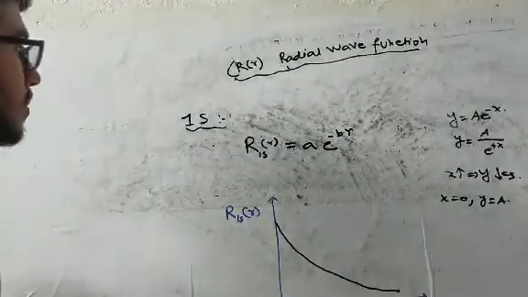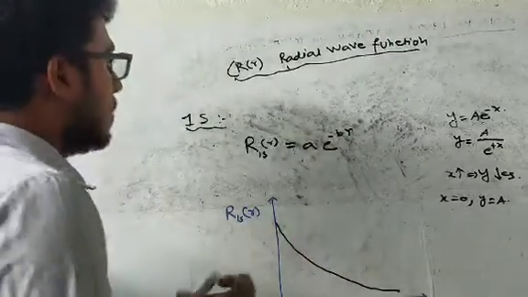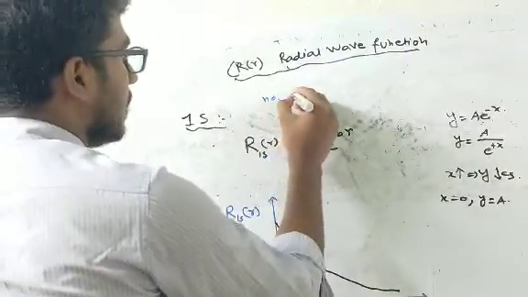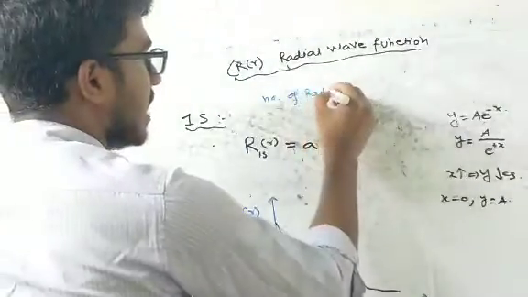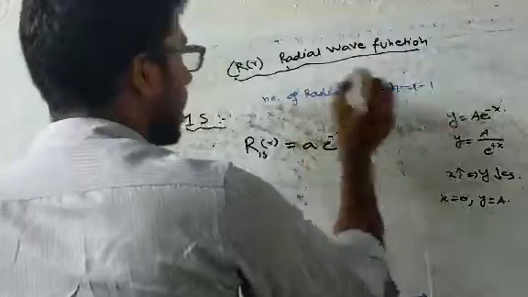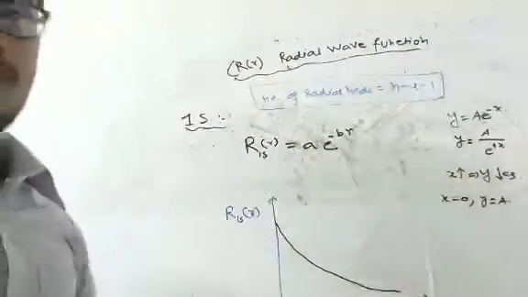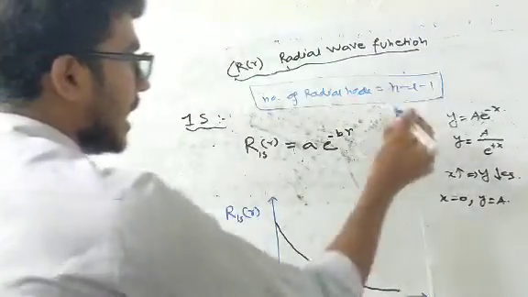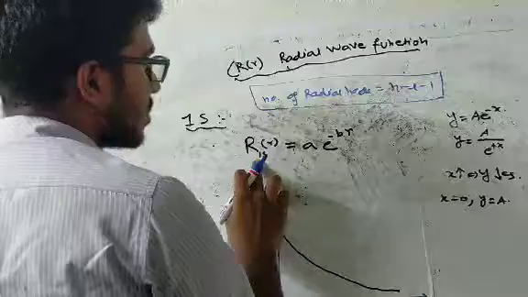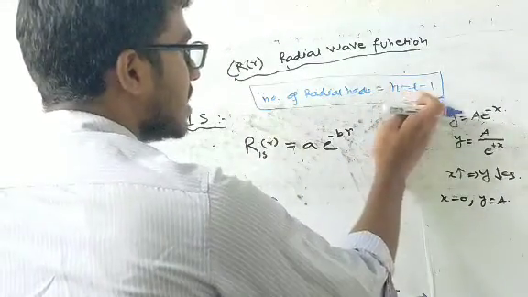For the 1s orbital, what is the formula of radial node? Number of radial nodes equals n minus l minus 1. We learned this formula in the previous lecture. So for the 1s orbital, n equals 1, l equals 0, and so 1 minus 0 minus 1.